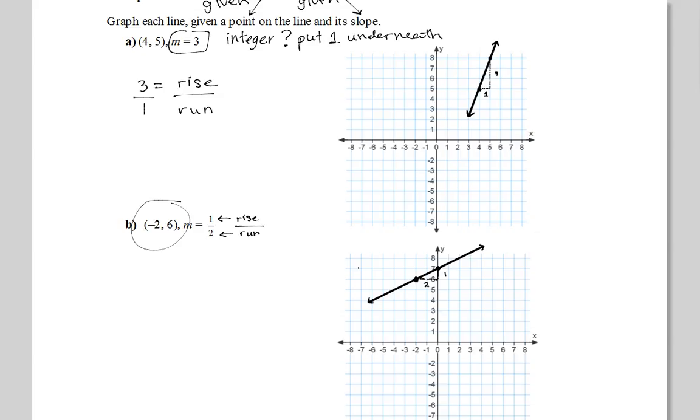So which one of those lines is steeper? Why is the first one steeper? Because 3 is greater than 0.5. So this one's steeper.